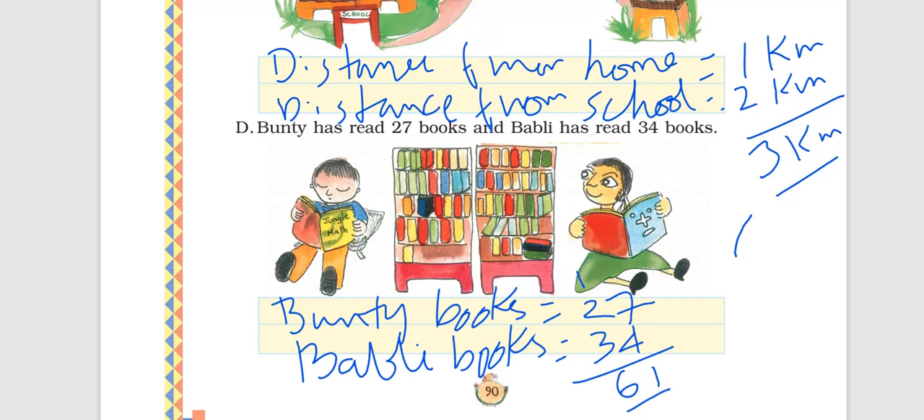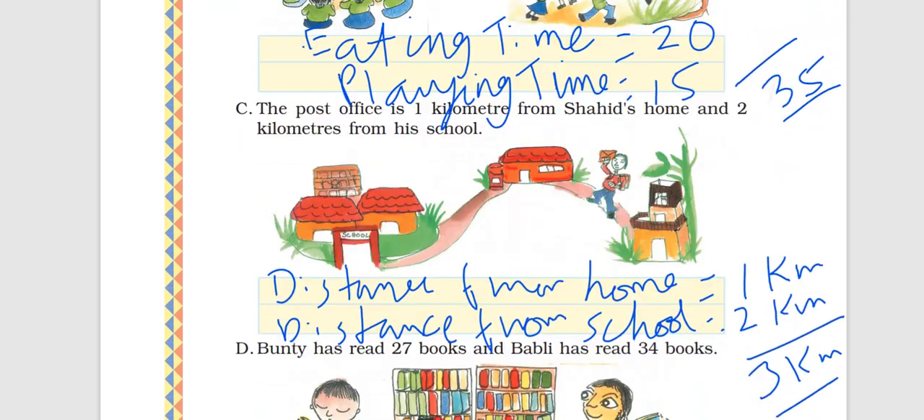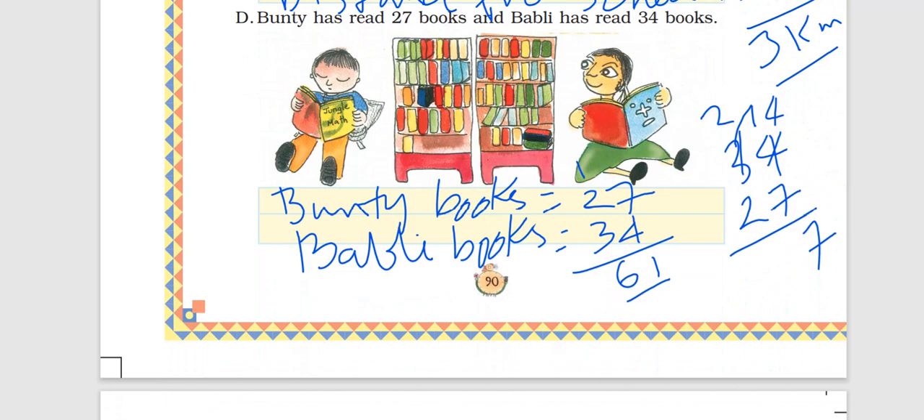Or in other words, how many more books has Bubbly read than Bunty? Then we need to subtract. How many more, right? 34 minus 27. 4 is less than 7, so let's borrow, and this becomes a 14. 14 minus 7 is 7. 2 minus 2 is 0. So, Bubbly read 7 books more than Bunty.